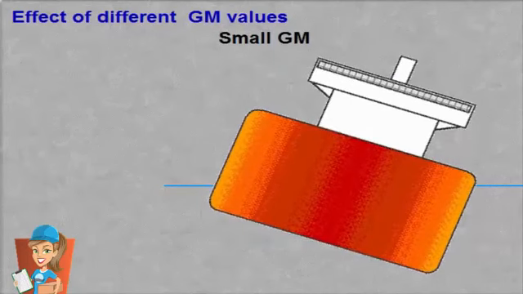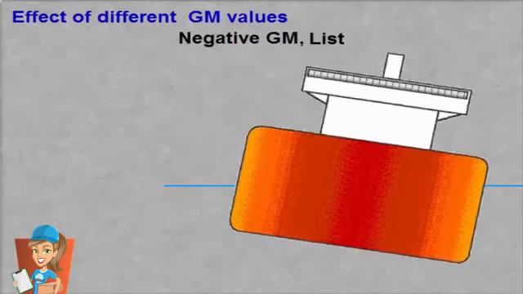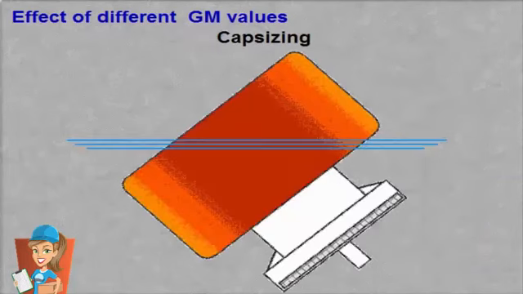A negative GM may result in a constant list if exposed to an external force. This is because G was higher than M, but after heeling the GM might be positive again, due to the changed volume of the underwater hull. A negative GM may also result in capsizing. G is higher than M, and GM will not be positive before after the capsizing.